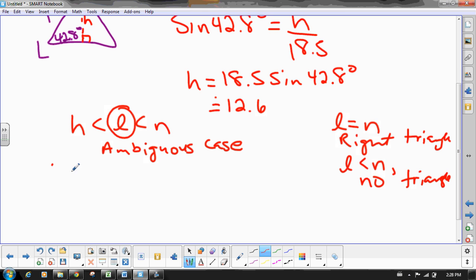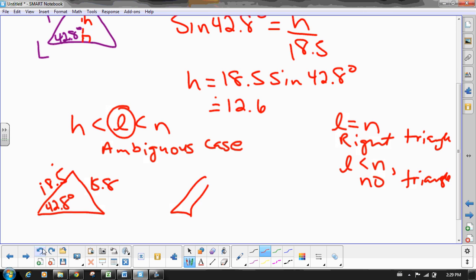the acute triangle, the one that I've drawn there, where I know that this is going to be 42.8. This will be the 18.5. And then the other value that we have is 15.8. So that's one triangle. Then we have the obtuse version of this triangle. Oh wow, that's not a straight line. So then we have this triangle where we still have 18.5, we still have 15.8, and then this angle right here is going to be the 42.8.